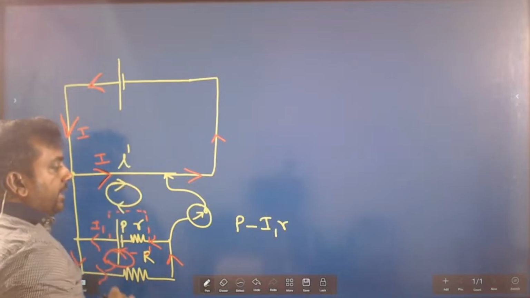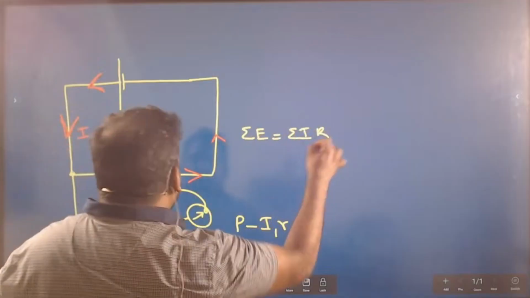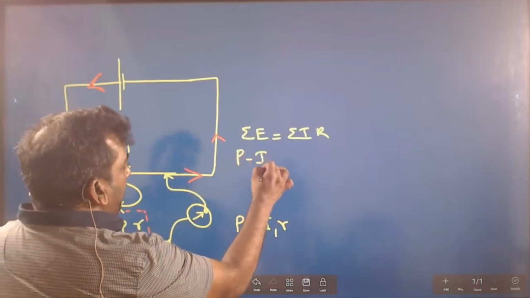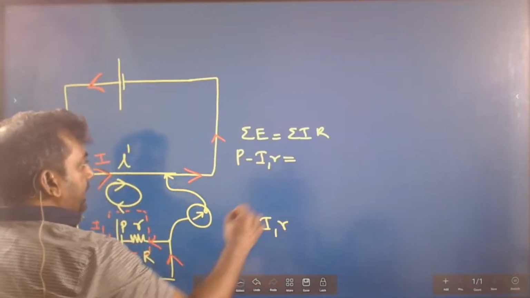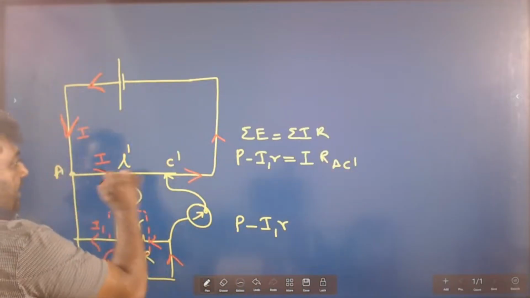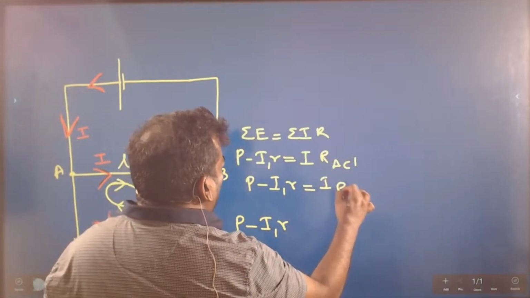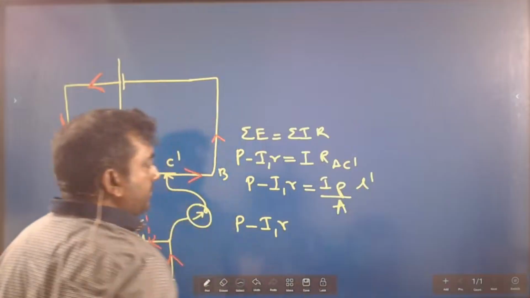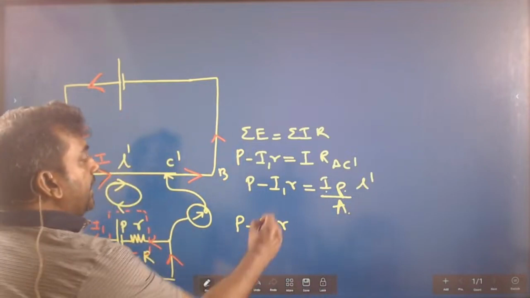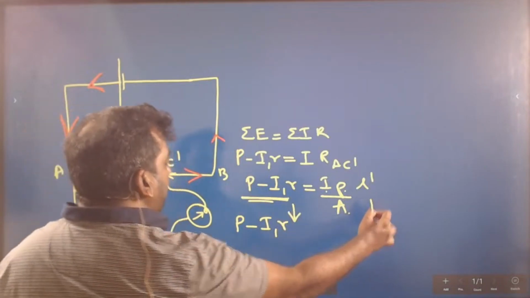If I apply Kirchhoff, sum of EMF equals sum of potential differences. Here the voltage is terminal potential, E minus I1R. That is equal to I times R of AC dash. Here C dash, here A, here B. E minus I1R equals rho L dash over A. Current will not change, rho will not change, area will not change. Here terminal PD has reduced, which means length will also reduce.